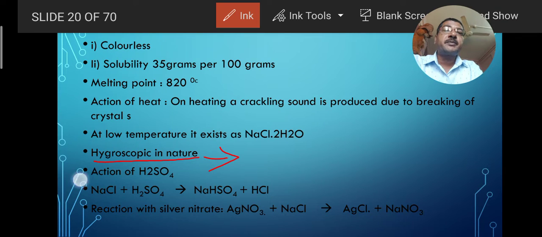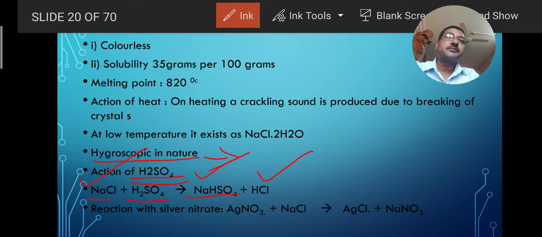Another is the action of H2SO4. If you keep this salt in the presence of sulfuric acid and it reacts, then what will happen? NaCl reacting with sulfuric acid, H2SO4, produces sodium hydrogen sulfate, or sodium bisulfate, along with hydrochloric acid. Another is the reaction with silver nitrate.